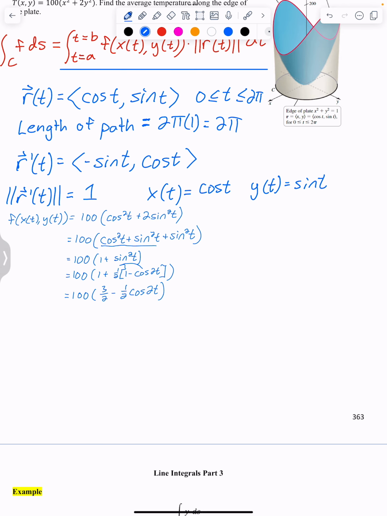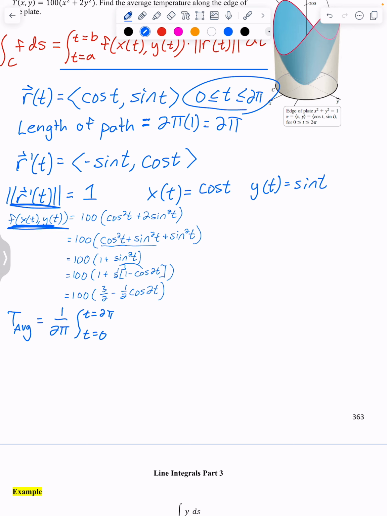All right, so my integral for average temp, I'm going to put T with an average. T average is going to be 1 over 2 pi. That's dividing by the length. And then it's going to be from t equals 0 to t equals 2 pi. We grab that from right here. And then I put this times this, dt. Well, that's just a 1, so that makes our lives very easy. We get 100 times 3/2 minus 1/2 cosine 2t dt.